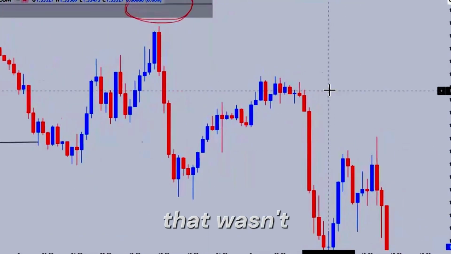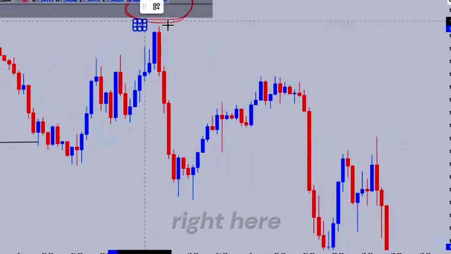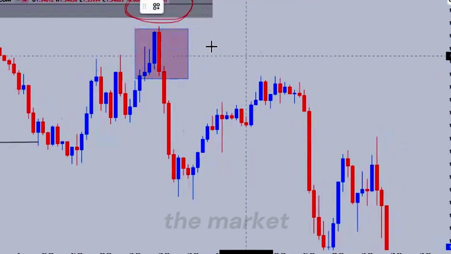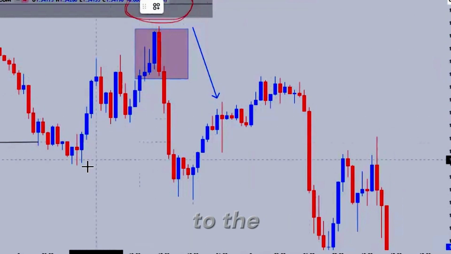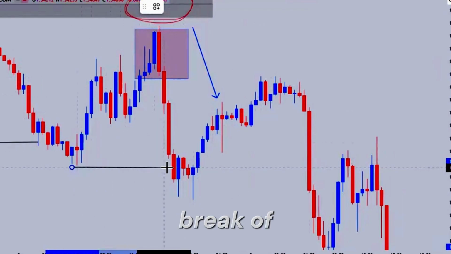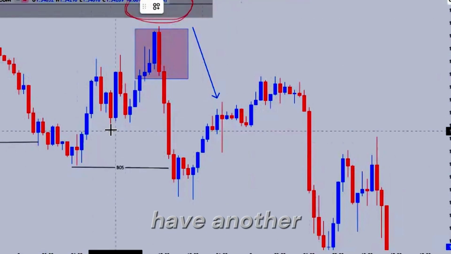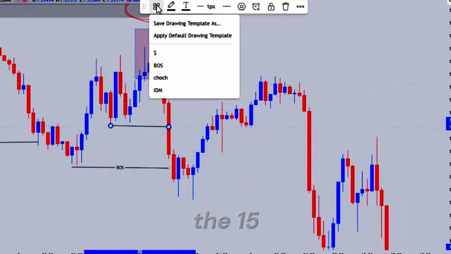Now, as if that wasn't enough, what happened again? We saw that on this region right here, there is an order block that caused the market to push to the downside aggressively and break structure to the left hand side. So we have a break of market structure here, which is a very, very valid one. We also have another break of market structure right here, which you can see clearly on the 15-minute time frame.